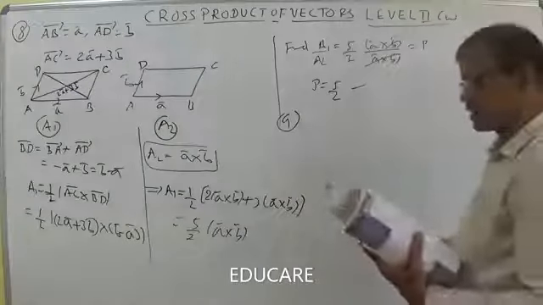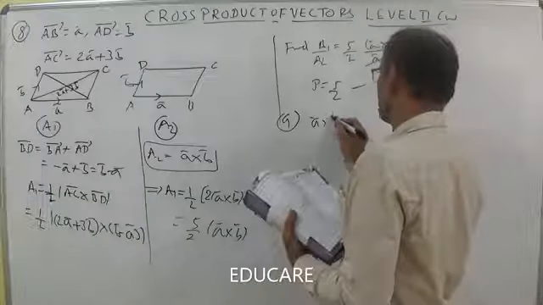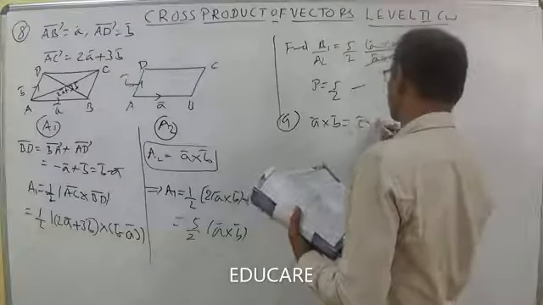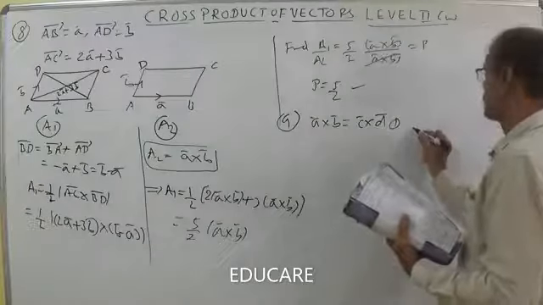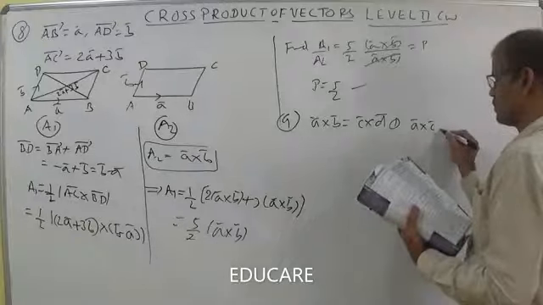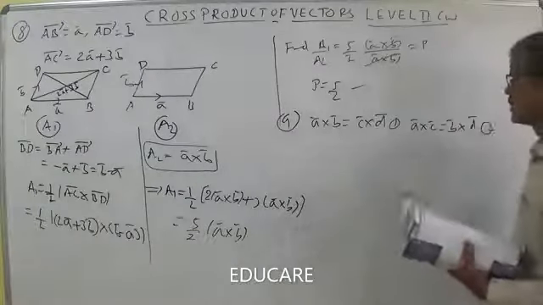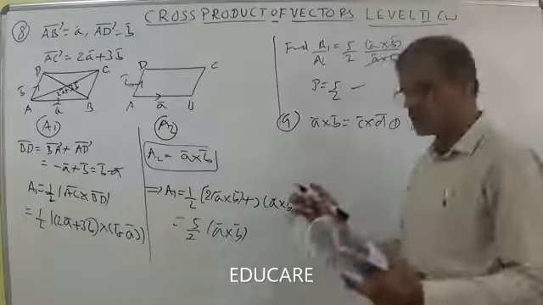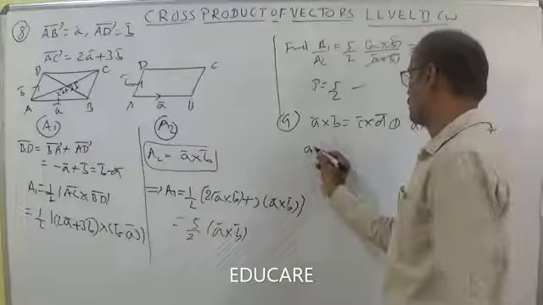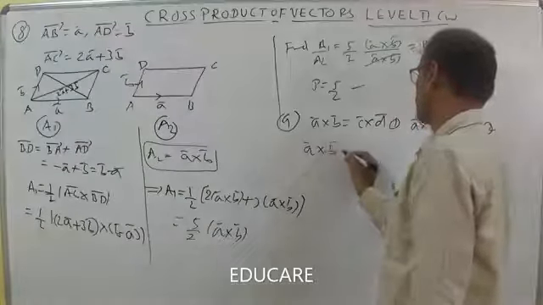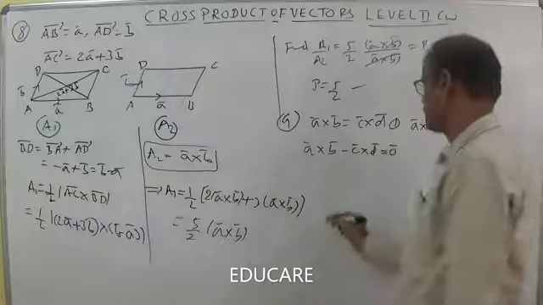Geometrical application of cross product. A bar cross B bar is equal to C bar cross D bar. It is the first equation. Next, A bar cross C bar is equal to B bar cross D bar. It is the second equation. If we write here, taking these two equations, we should get the option. A bar cross B bar minus C bar cross D bar equal to 0 bar.